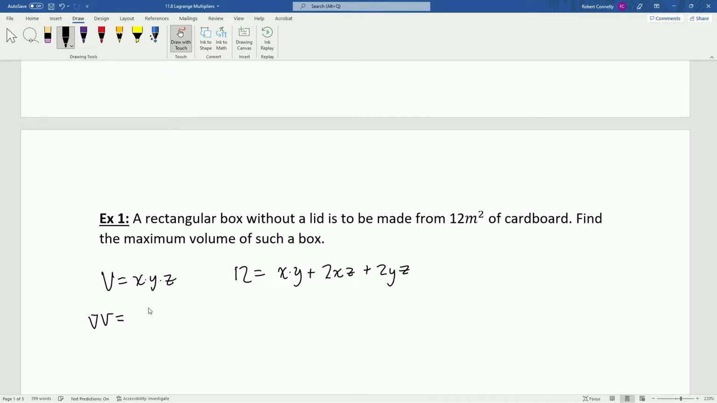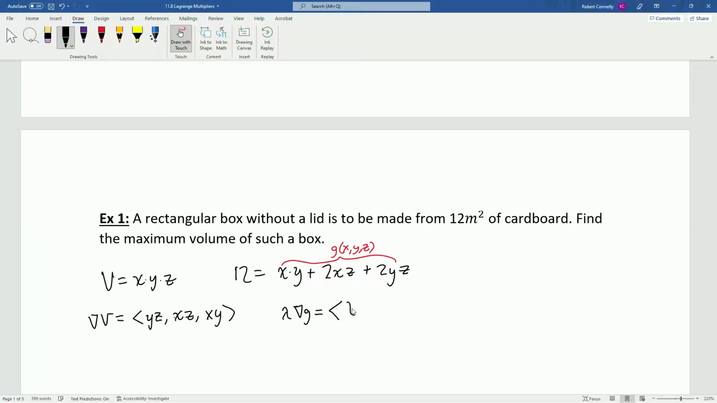So the gradient of V gives us yz, xz, and xy. So just the derivative with respect to x, then with respect to y, then with respect to z. And lambda times the gradient of g. Just keep in mind g is always just the equation part. We set our constant off to the side, and we're only worried about the function g of x, y, z.